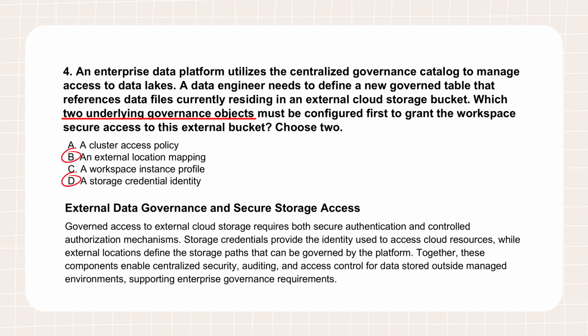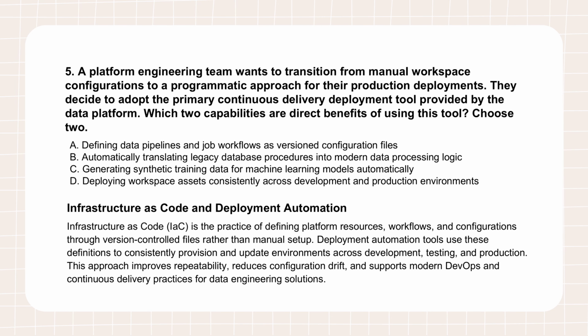So that is 2 distinct pieces. Correct. You absolutely need both a storage credential identity for authentication and an external location mapping for the storage path association. So you essentially need both the security badge and the map to access the external vaults safely. Yes, the badge proves who you are, and the map shows exactly where you are allowed to go. Got it. Let us finish up with question 5.